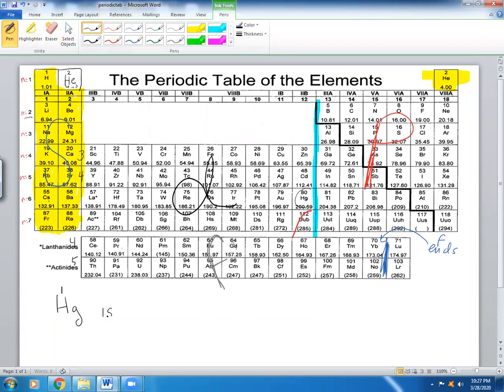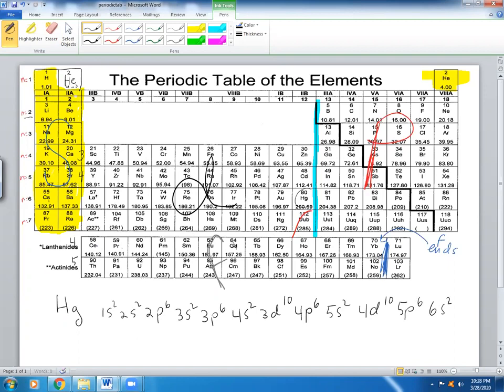1s2, 2s2, 2p6, sorry, I'm jumping really quick. 3s2, 3p6, 4s2, 3d10, 4p6, 5s2, 4d10, 5p6, 6s2.